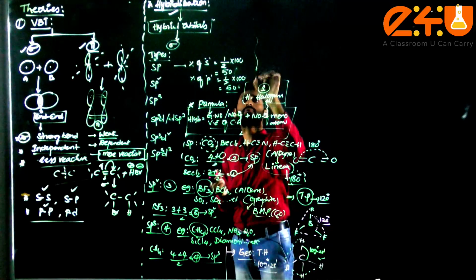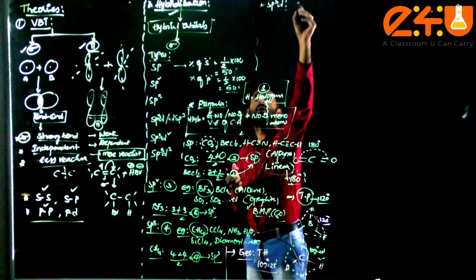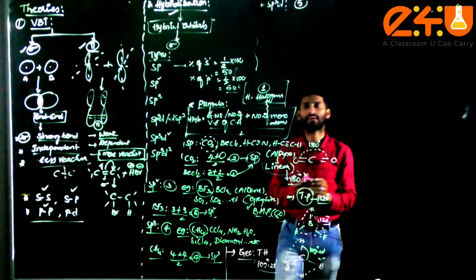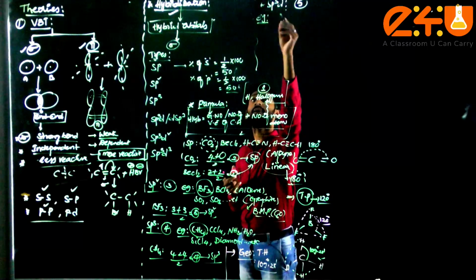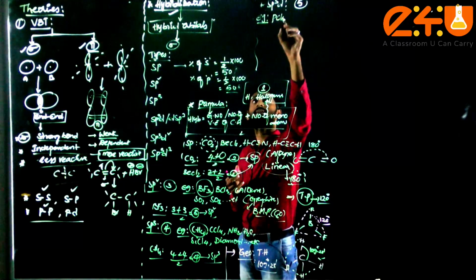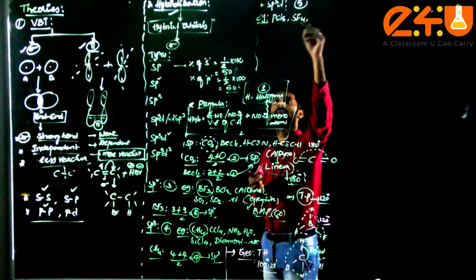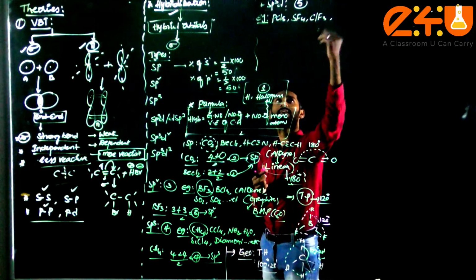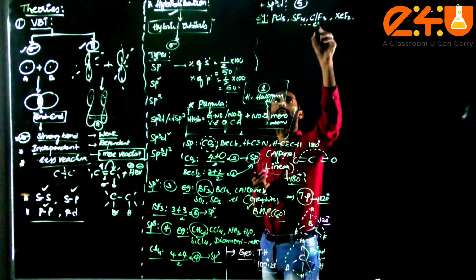Next one comes to the higher ones. Next one is sp3d. For sp3d, how many hybrid orbitals in total? 5 sp3d hybrid orbitals are forming. Examples for this: first of all you can take PCl5, next SF4 you can consider, ClF3 you can consider, next XeF2 and so on.